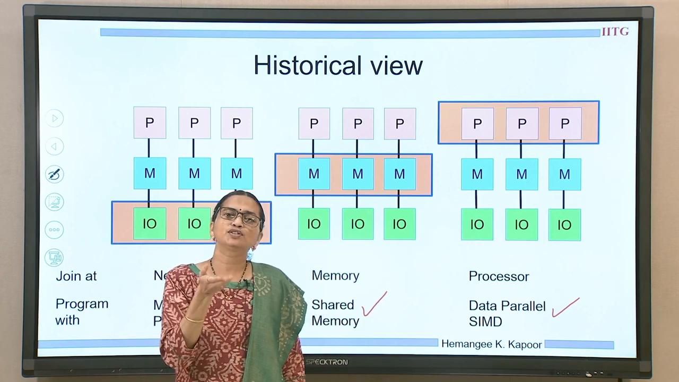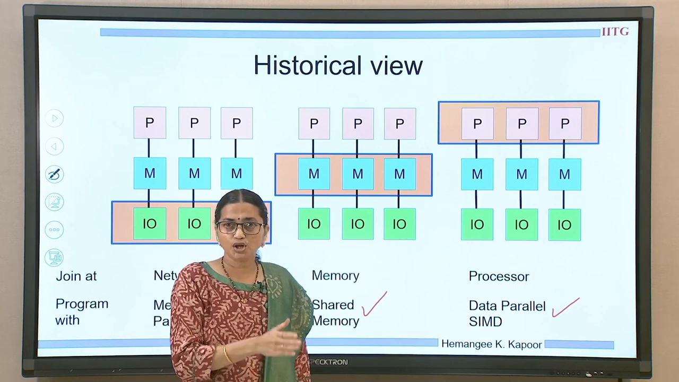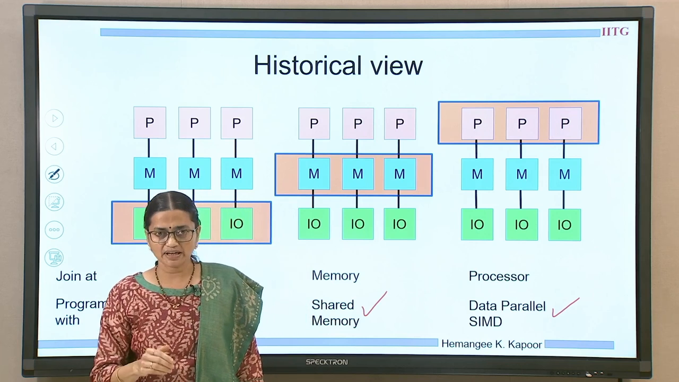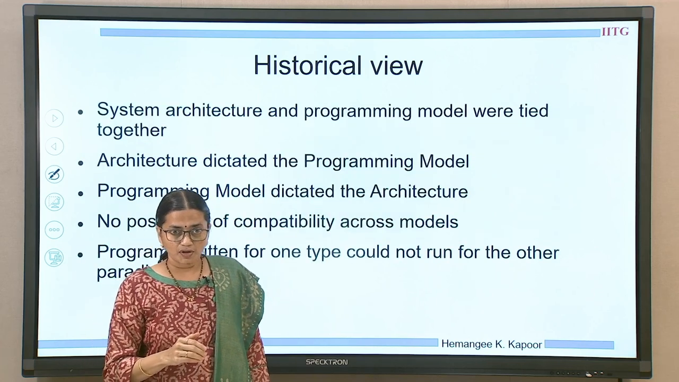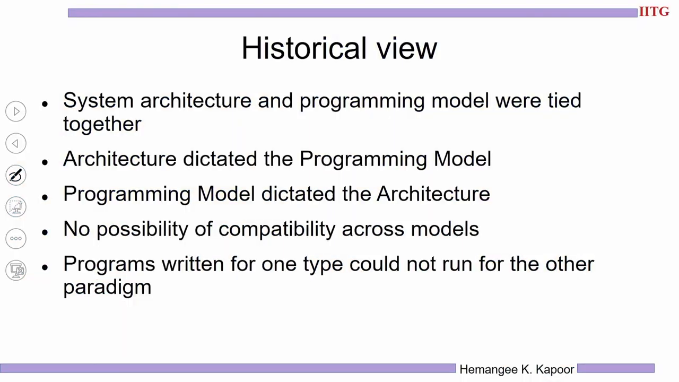So a program which runs on a message passing type architecture will not run on a shared memory type of architecture. Okay, so the architecture dictates the programming model, and vice versa. If I have a programming model of one type, I have to run it on that type of architecture. So there is a tight coupling between these two. Architecture decides programming model, and programming model decides the architecture. So there is no possibility of cross compatibility. I can't run a program of one type on the other architecture.